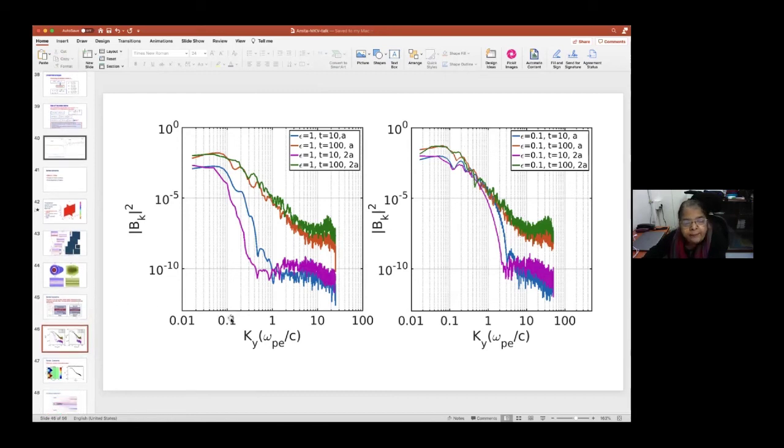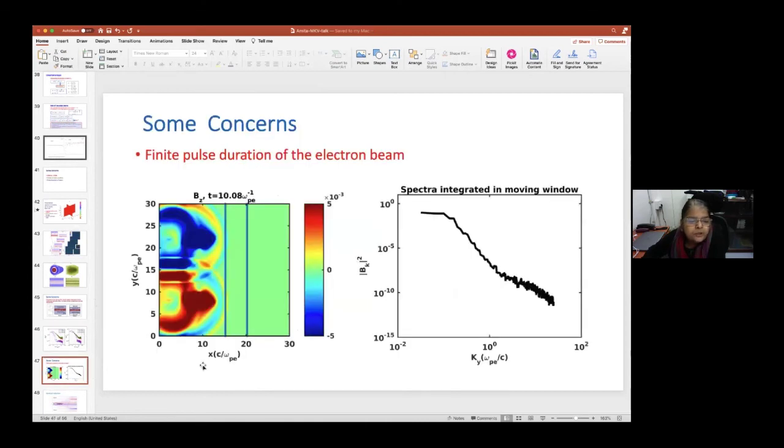So it was not dependent on the sharpness of the profile, as the referee was concerned about. We also chose a finite beam in the temporal direction. So the propagation direction of the beam is finite. Then even at the leading edge, you get these long scale magnetic field structures. And the spectra again shows the long scale behavior.